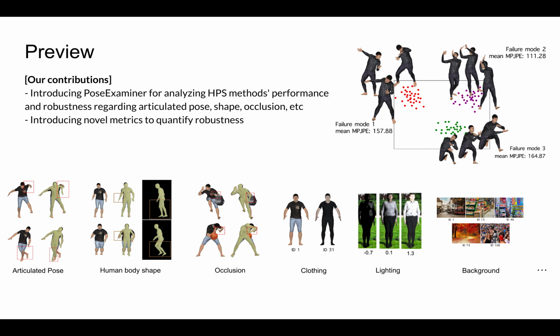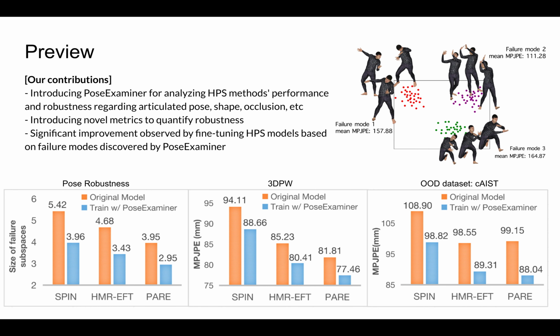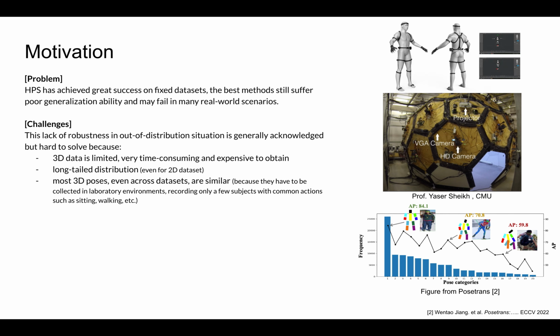To solve this problem, we propose PoseExaminer, which automatically diagnoses human pose and shape estimation methods by searching over the parameter space of human pose images to find the failure modes. Specifically, given a human pose estimation method, our algorithm systematically analyzes its performance and robustness in terms of articulated pose, shape, occlusion, and other factors. Furthermore, we demonstrate that training with the discovered failure modes improves model robustness and performance in both in-distribution and out-of-distribution datasets. Now let's dive into details.